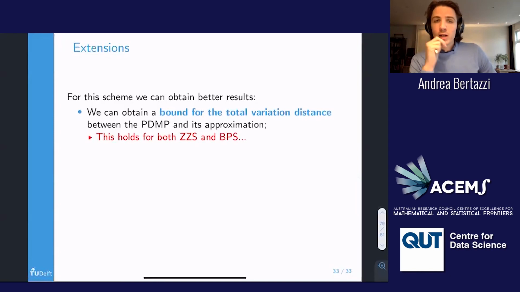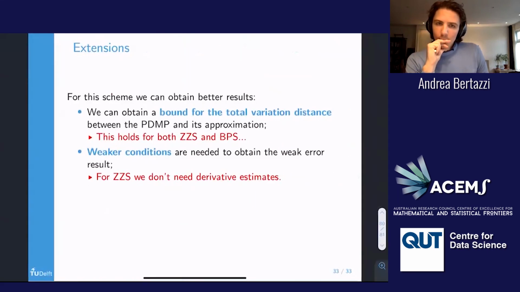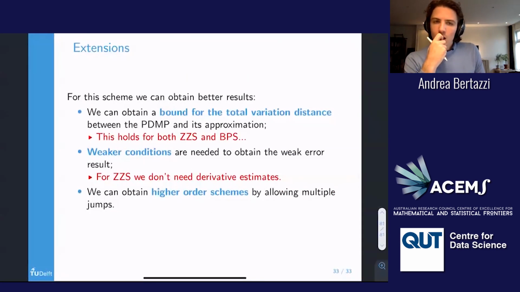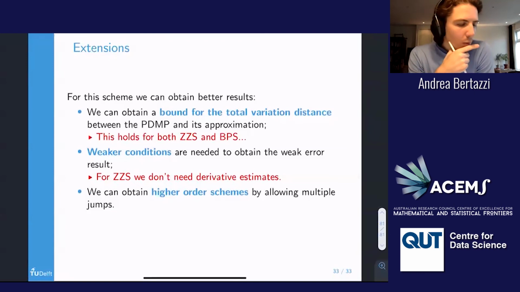And this can be a natural idea in some sense. In particular, for zigzag and bouncy, if we use this alternative scheme and we cleverly allow the switching times to be inside of the time interval, we can obtain a bound for the total variation distance between the PDMP and its approximation. So an even stronger result than the Wasserstein bound. Again, if we make clever choices, we can have weaker conditions to obtain the weak error result, by which I mean the convergence to the target measure result. We need even weaker conditions for that. And also, we can obtain higher order schemes.